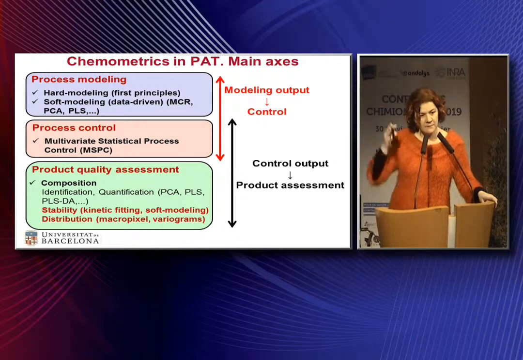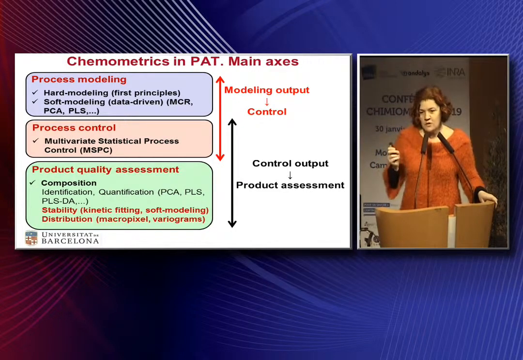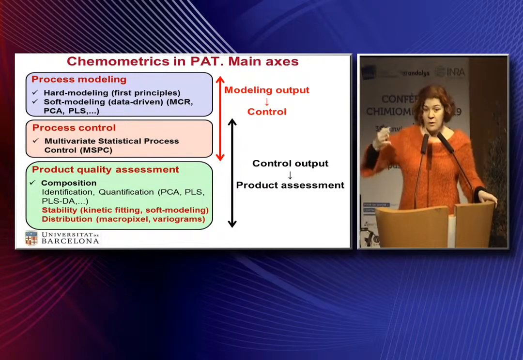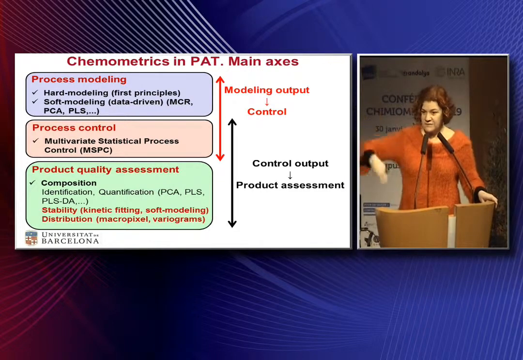Again, if we think about these three kinds of tasks and tools, they are also interconnected. This means that many times the outputs that come from models used in process modeling can be the feeding information for a process control model, for instance. Or sometimes the answer of a process control model is enough to tell us whether our product is on specifications or off specifications. So everything is really related.